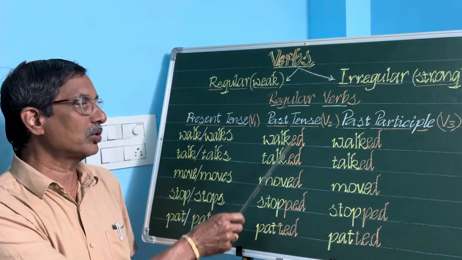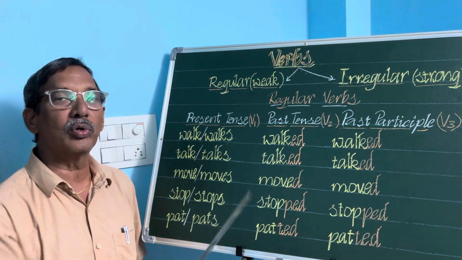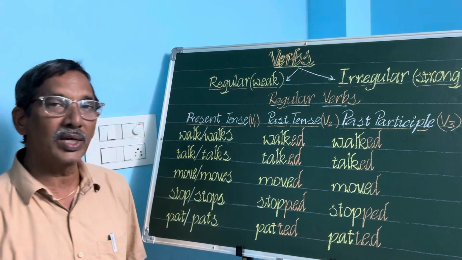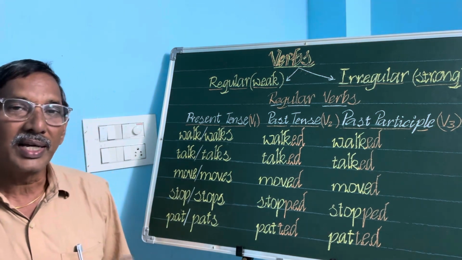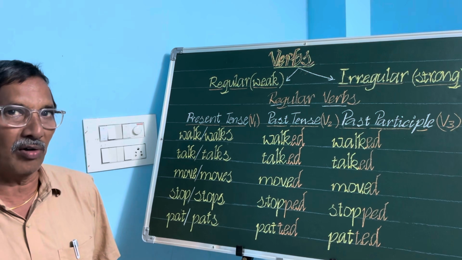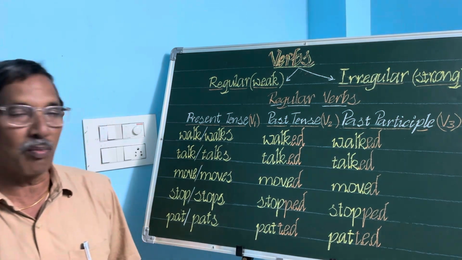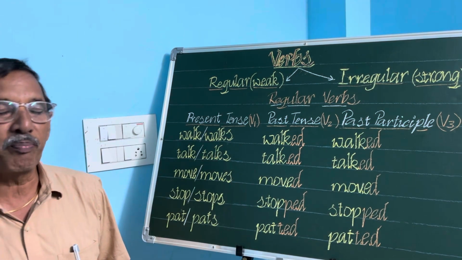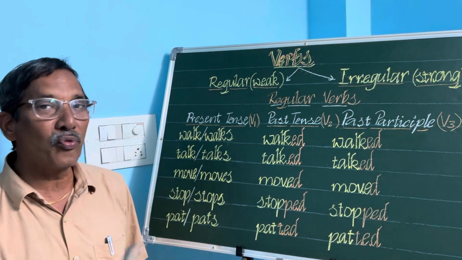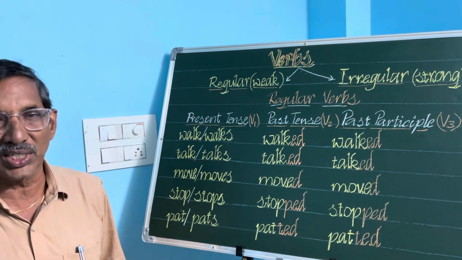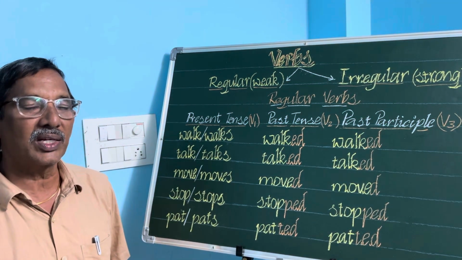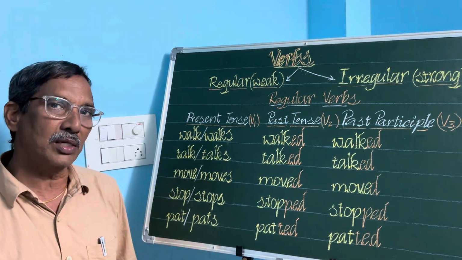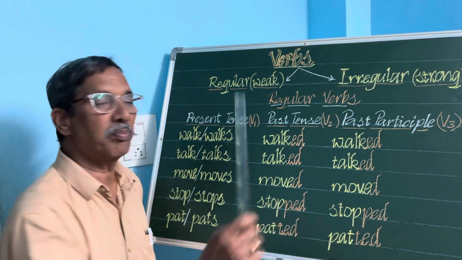In the first two examples, we added ed to make the past tense and the past participle forms. Here we have added only d because move has e as its end letter, so we simply added d. Moved is also the past participle. The present participle form is moving. While adding ing, if the end letter is e, it is removed. So moving is the present participle form.